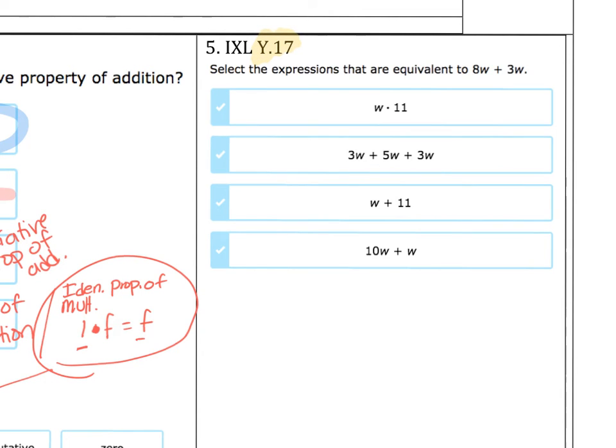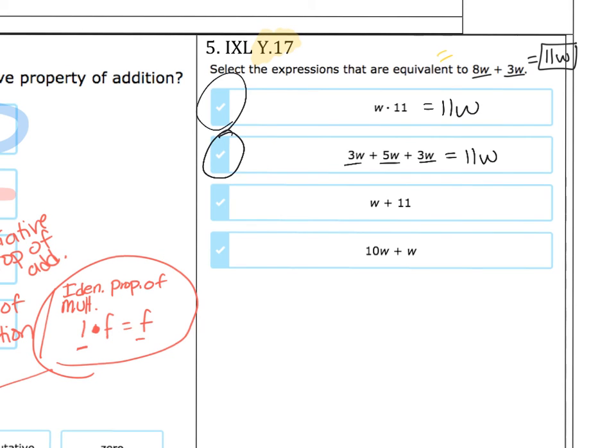And it says select the expressions that are equivalent, which means equal, to 8W plus 3W. So 8W plus 3W are like terms. They both have W next to them. I can combine that for a total of 11W. Now I have to look at the expressions given to me, and I have to see which ones are equivalent to 11W. Now the first one is W times 11. I can also write that as 11W. Therefore, this one is correct. And then the second one is 3W plus 5W plus 3W. If I combine all three of those terms, I get 11W, which is what I want. So that one is also correct.